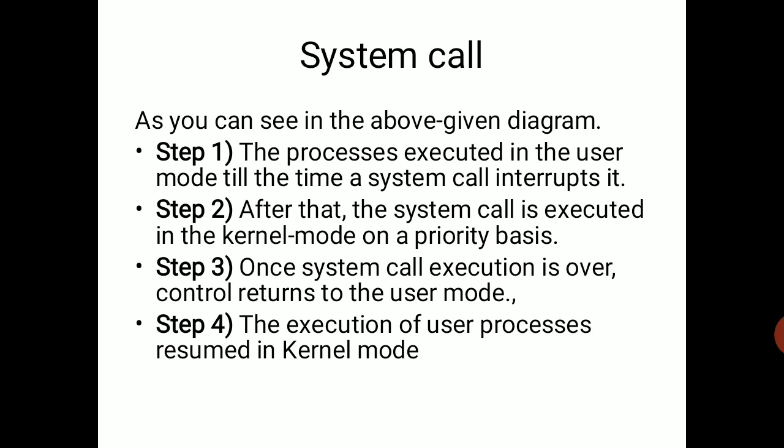You have 4 steps. The first one is the process executes in the user mode till the time a system call interrupts it. Second step, after that the system call is executed in the kernel mode on the priority basis. Once the system call execution is over, control returns to the user mode. The execution of the user processes is resumed.